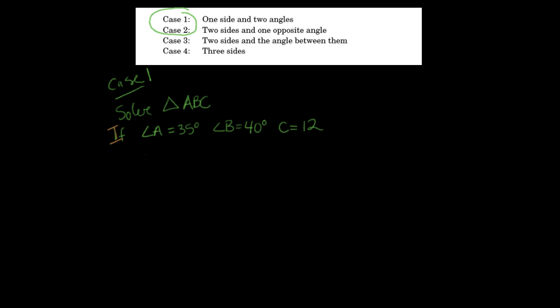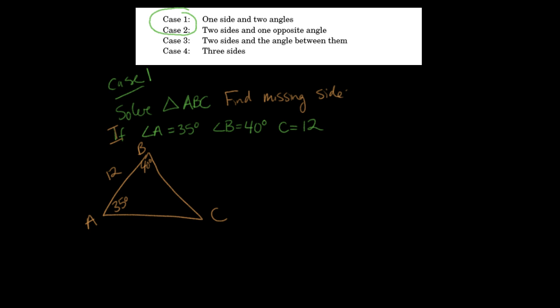So what I would first recommend doing is, if you're given these parts, we have angle A, B, and C, and I would write in what you're given: 35 degrees, 40 degrees, does not need to be to scale, and side C, which is 12 over here. So if it says solve, we need to find all the missing sides and angles, just like what we were doing before in right triangles.